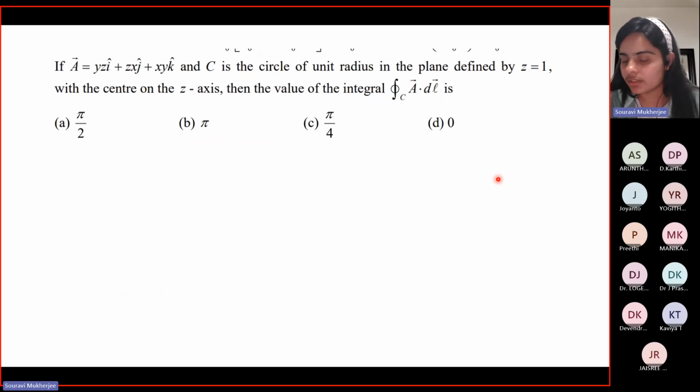Now this is another question. Here it says that you have some vector quantity given to you, and there is a circle of unit radius in the plane defined by z equal to 1. So at z equal to 1, there's a plane, and there's a circle of unit radius, and the center is on the z axis. So it's symmetric about the z axis. And then it asks what is the line integral along the circumference of the circle.